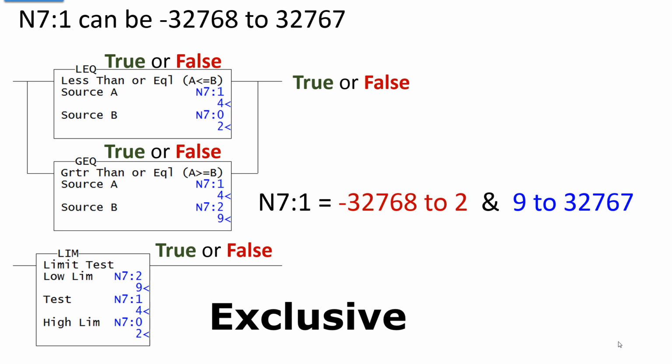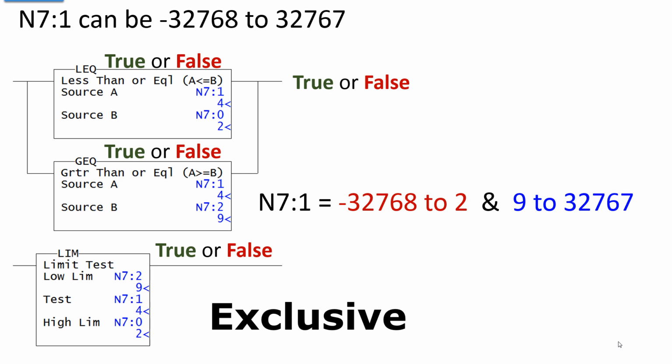For a signed integer, N71, which can be anything from -32,768 all the way up to 32,767, both of these instructions, the upper pair and the lower limit, would be true if N71 equals anything between -32,768 all the way up to and including 2, or 9 and all the way up to a positive 32,767.